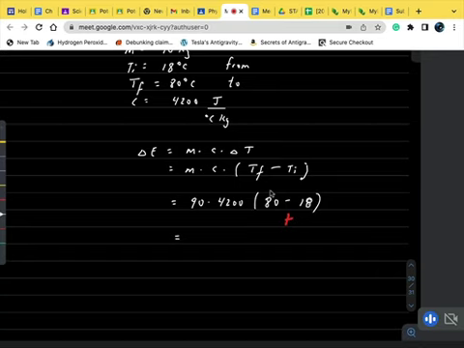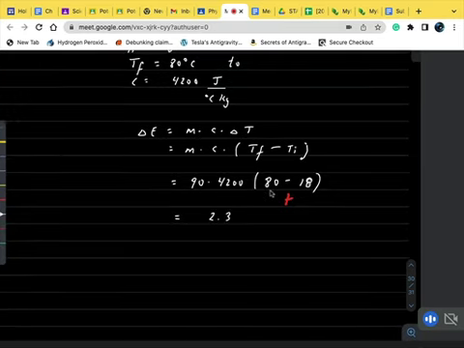So this should work out to be 2.3. You can round to 2 or 3 sig figs. What's the unit? If you're in doubt, the unit of any energy, kinetic, potential, or in this case heat transfer, is joules. Always joules.